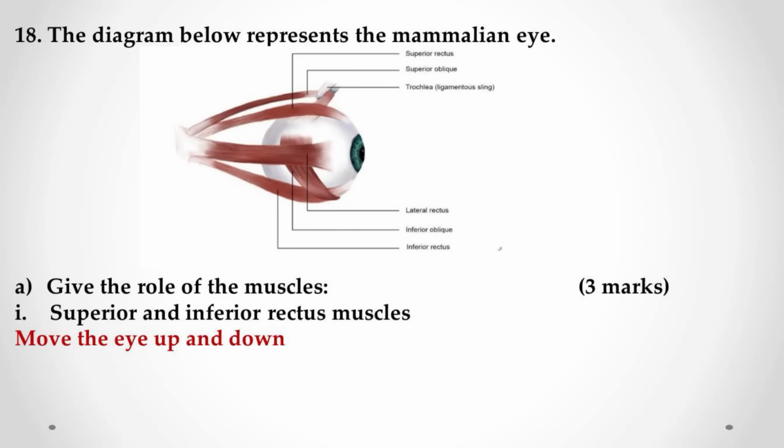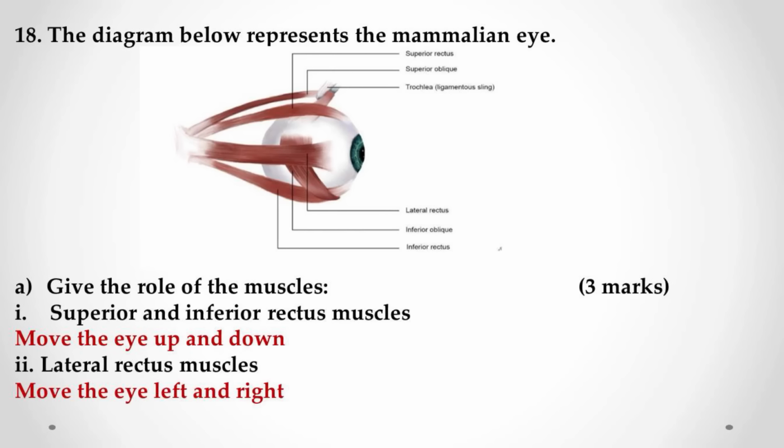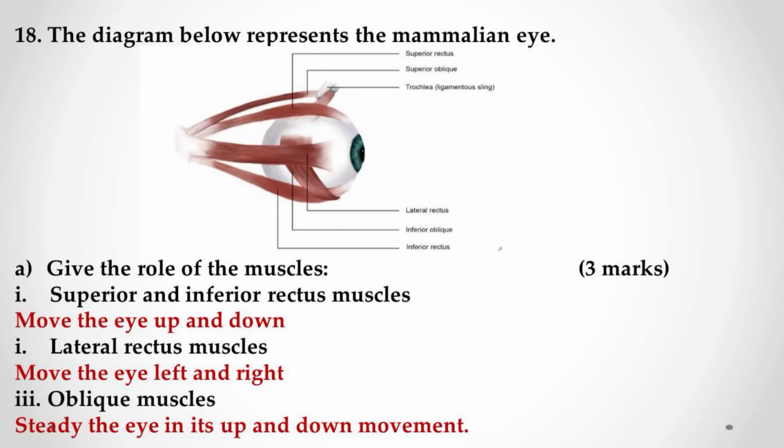So question A, the role of muscles. The role of superior and inferior rectus muscles is to move the eye up and down. And the role of lateral rectus muscles is to move the eye left and right. The role of oblique muscles is to steady the eye in its up and down movement.